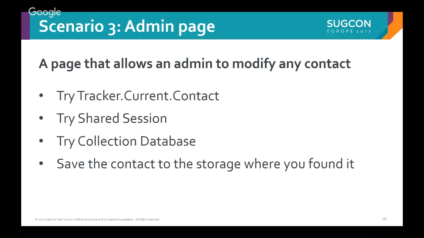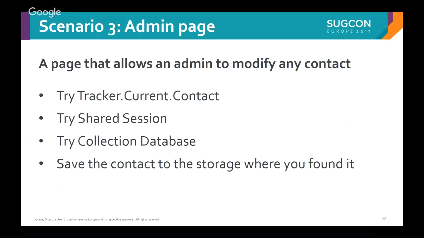And if the contact is not there, which probably means it doesn't have any live sessions, you will query the collection database using the contact repository. And once you have modified the contact, it's also important to save it to the same place where you got it from. Because if you lock it in the collection database and then you don't unlock it there, no other process will be able to access it.